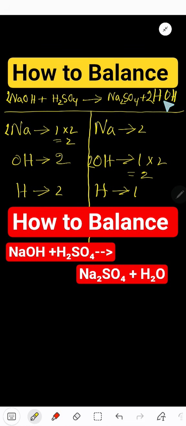The number of hydrogen here is 2. So update the number of hydrogen. Now look, 2, 2, 2, 2, 2, 2, 1, 1. So everything is balanced. So we can say that this is the balanced chemical equation between sodium hydroxide and sulfuric acid.